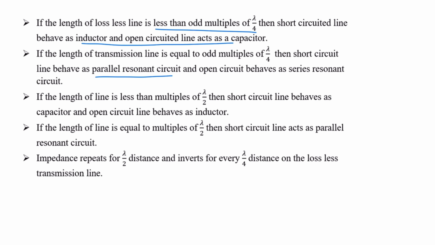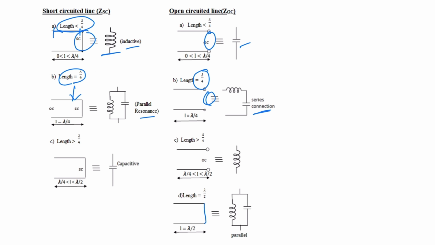Next, if the length of the line is less than multiples of lambda by 2, then the short circuit line behaves like a capacitor. If it is greater than lambda by 4 and less than lambda by 2, then the short circuit line behaves like a capacitor and the open circuit line behaves like an inductor.